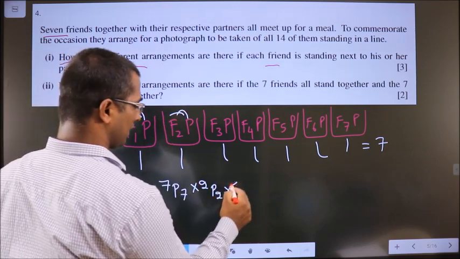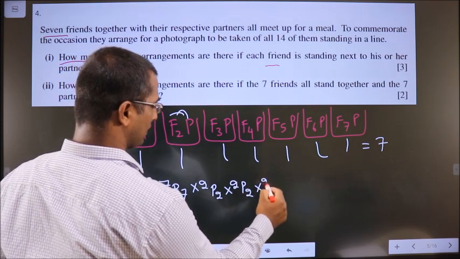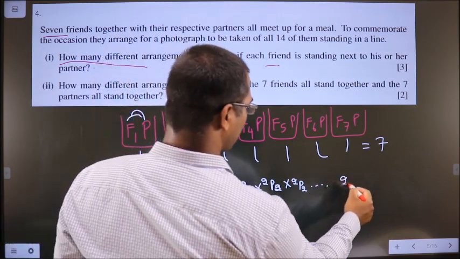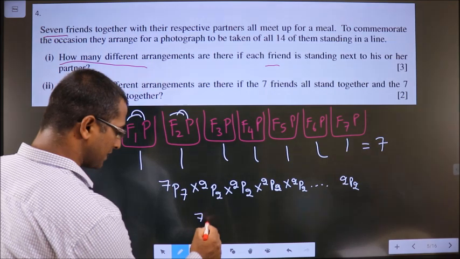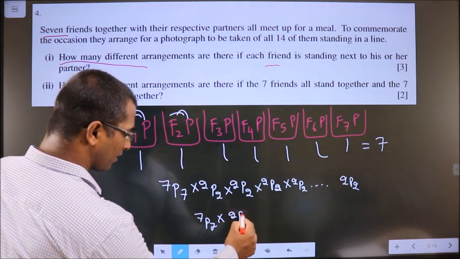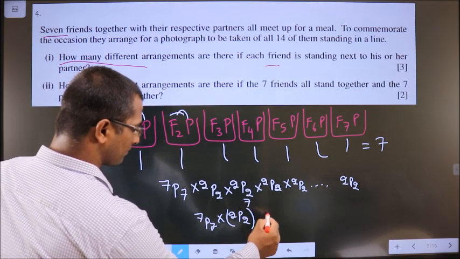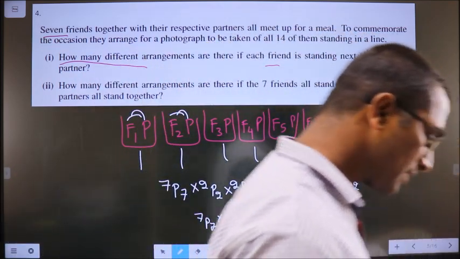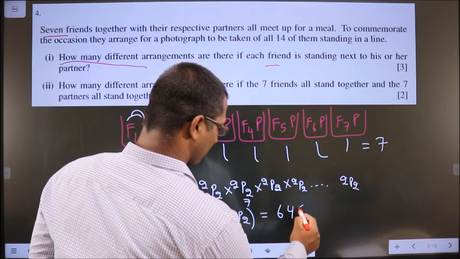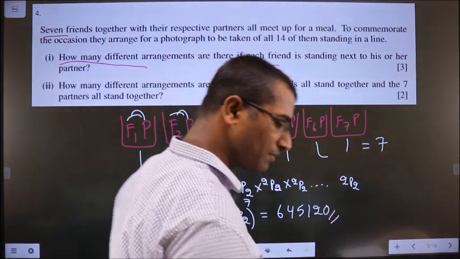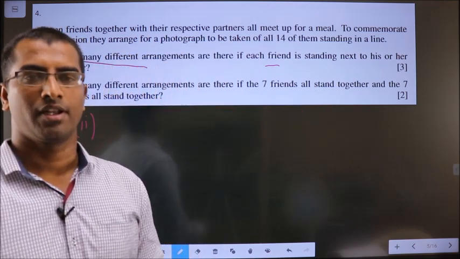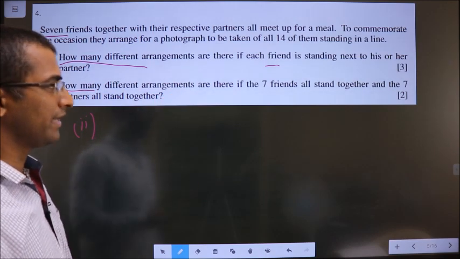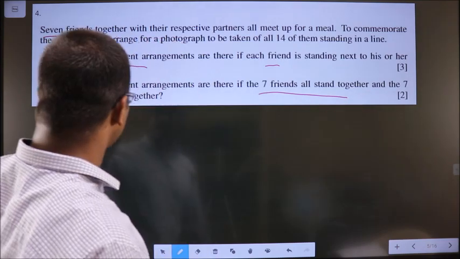Same thing here. They also can be shuffled in 2P2 ways. Same thing for the third box. Same thing for the fourth till the seventh one. So your answer will be 7P7 into 2P2 power 7. Put this in the calculator, you get the answer to be 645120.